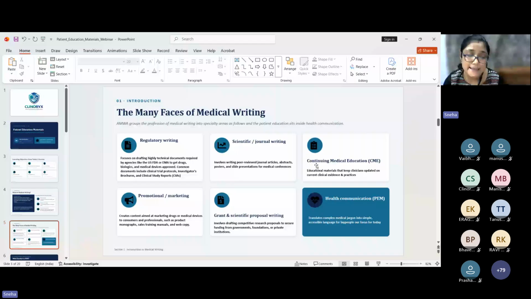Regulatory writing, to begin with, focuses on drafting highly technical documents which are required by governing bodies and agencies like US FDA and EMA, to get drugs, biologics, and medical devices approved. Common documents under regulatory writing include clinical trial protocols, investigators' brochures, and clinical study reports. Then comes scientific and journal writing. It involves writing peer reviewed journal articles, abstracts, posters, and slide presentations for medical conferences.